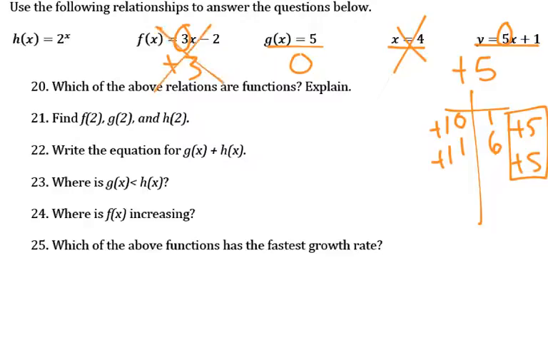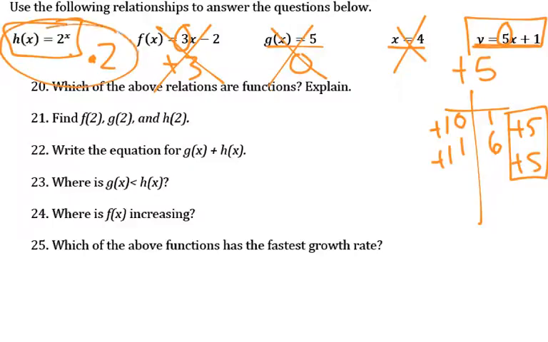So we know f of x isn't going to be bigger. We know g of x isn't going to be bigger. So it's either this one or this one. Well, this is exponential. How does it grow? We're multiplying by 2. Multiplying by 2 is always going to be bigger than that. So it's h of x, because we're multiplying. And that always grows faster than addition. And there we have it.